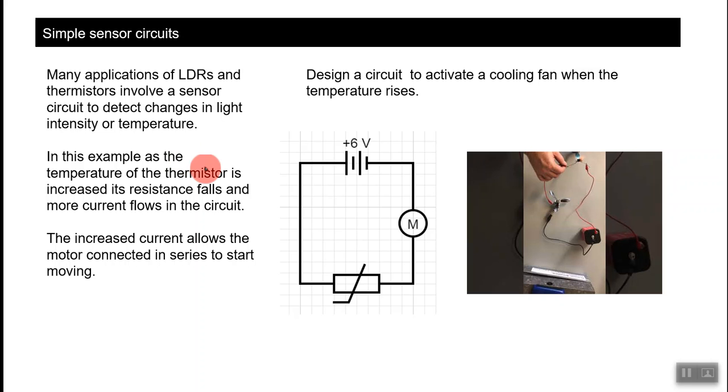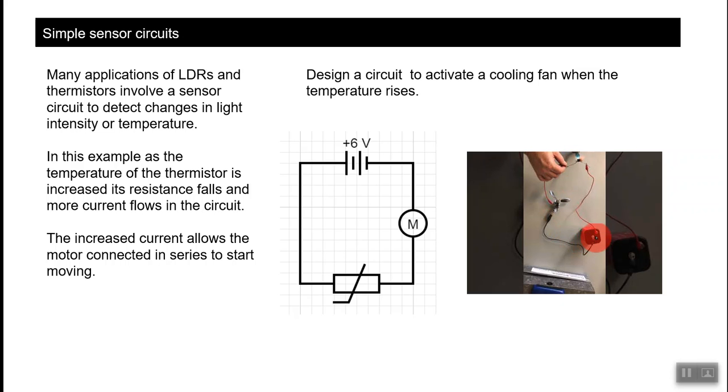So that would be designing a circuit to activate a cooling fan when the temperature rises, and this is kind of what it would look like. Here you have your battery, here you have your fan, and here you have your temperature dependent resistor. When it's cold, the fan is off. If heat is applied here, it will turn the fan on.